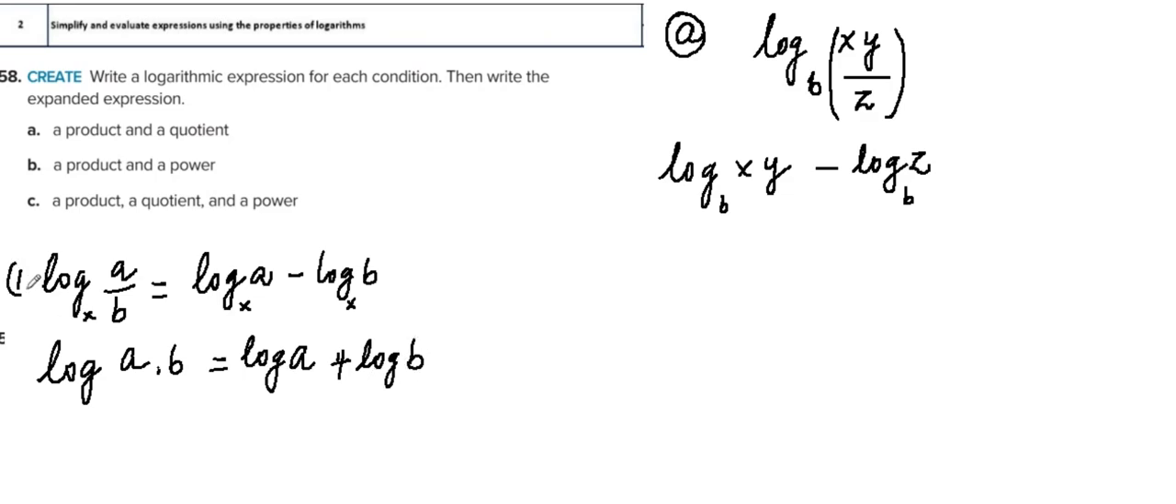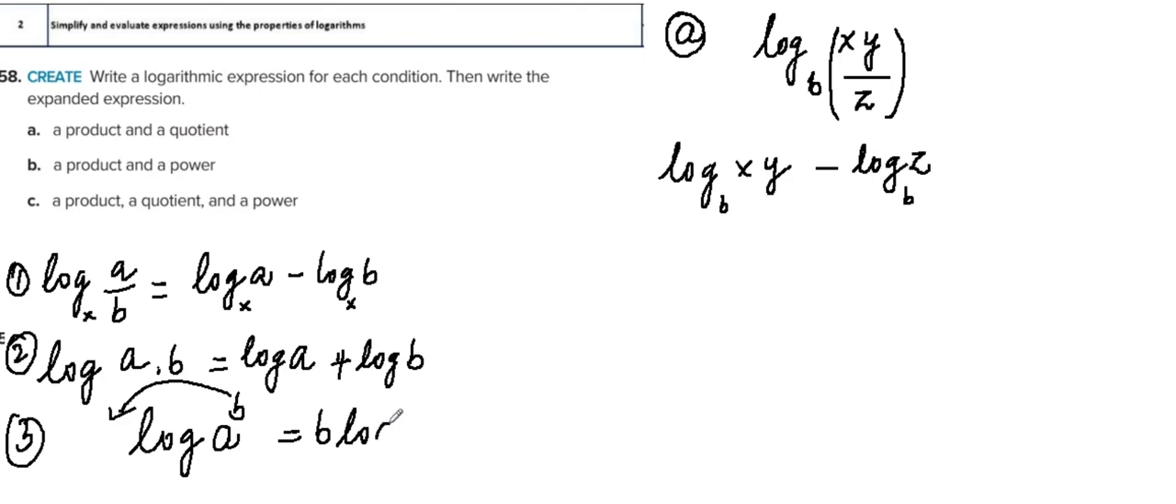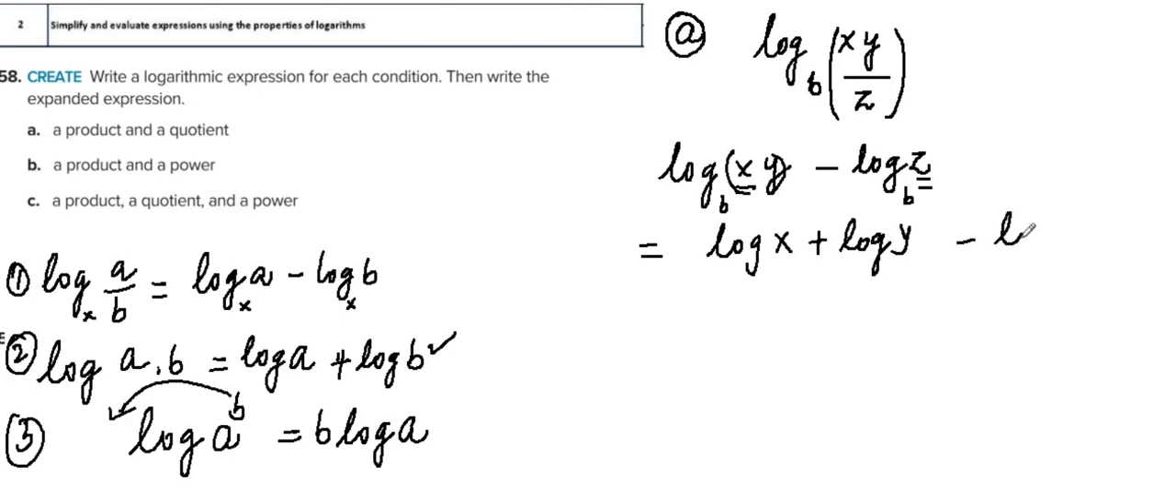And the third property, this is the first, then second, and third is the power rule. Log a power b, so the power will come in front. So this is b log a. The base can be anything here. So I'm applying it here. This is my a and this is my b. First property, log a over b is log a minus log b. Now here I will apply the property log a times b. Second property, multiplication is separated by plus: log x, log y, and log z as it is, and the base b is given everywhere.